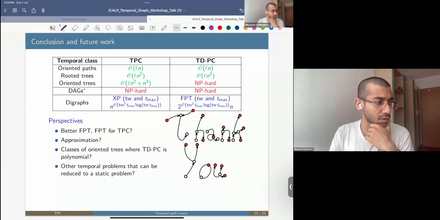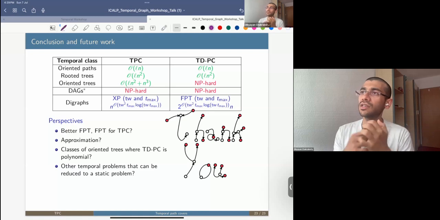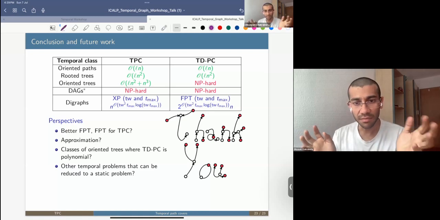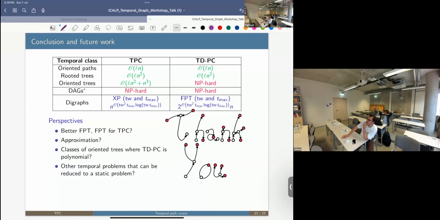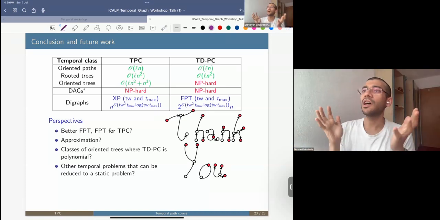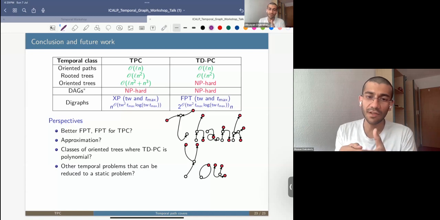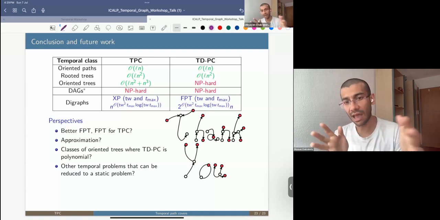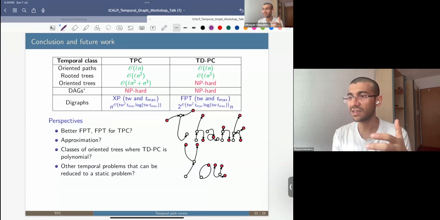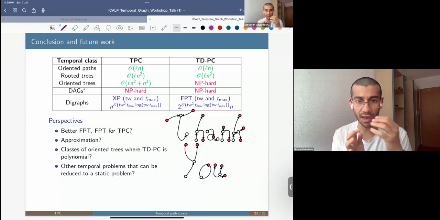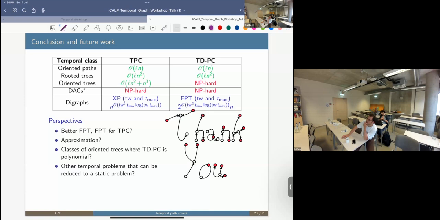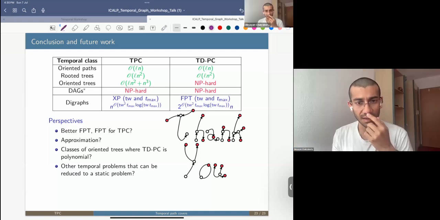So for temporal oriented trees, what we show is that the minimum temporal path cover, the cardinality, is the same as the maximum anti-chain set. Of course, the size of the largest anti-chain set is a lower bound on any temporal path cover of any DAG. But in general DAGs, you don't have this equality. Actually, the gap between the maximum anti-chain size and the required number of paths can be very high in general directed acyclic graphs. Okay.